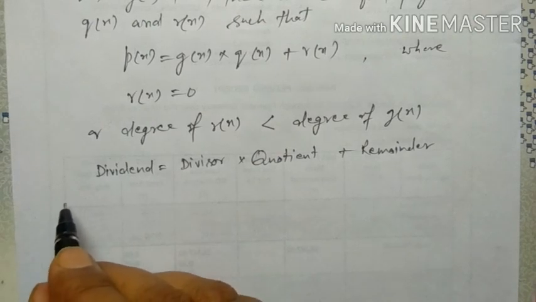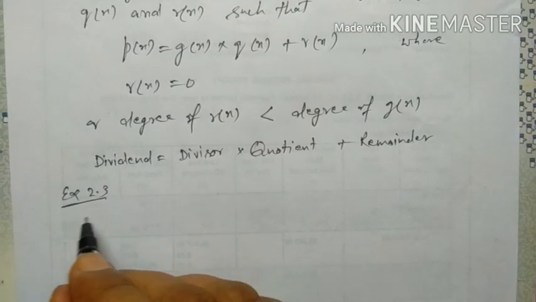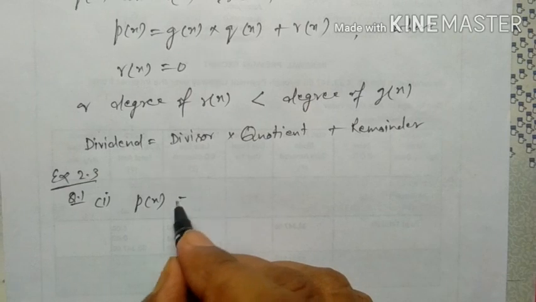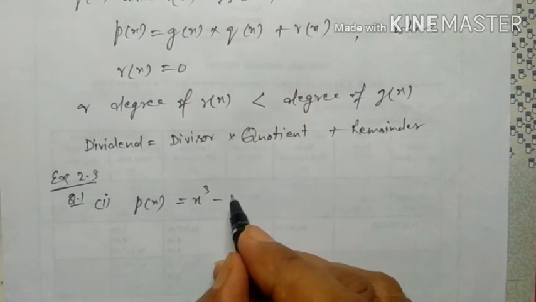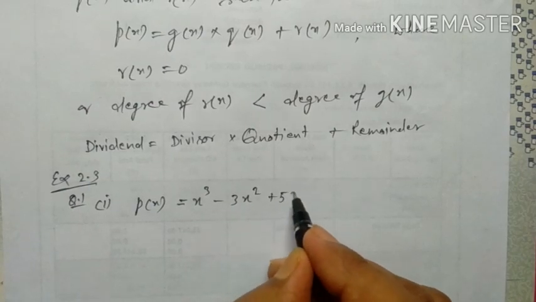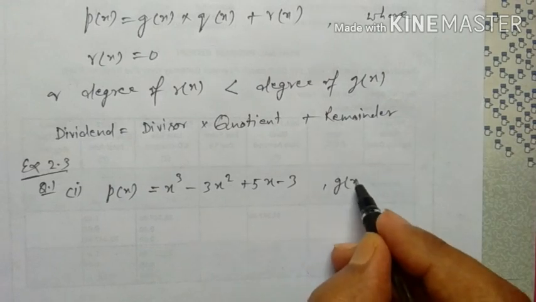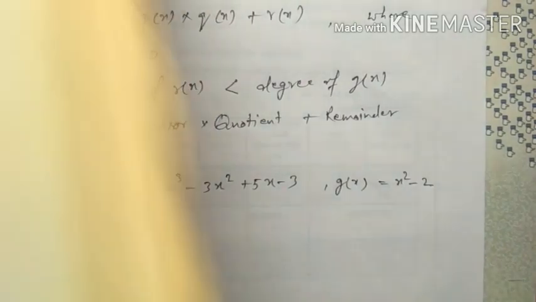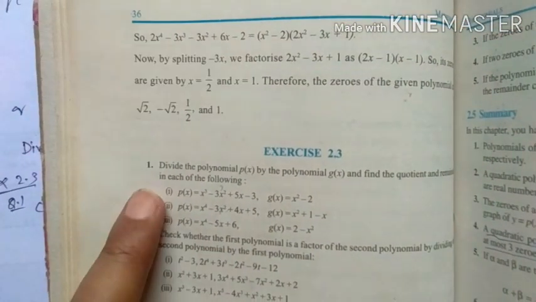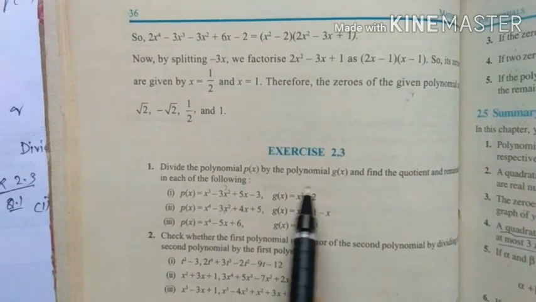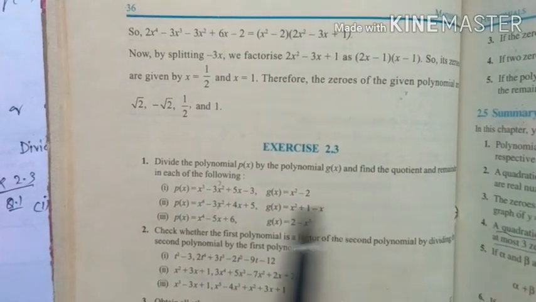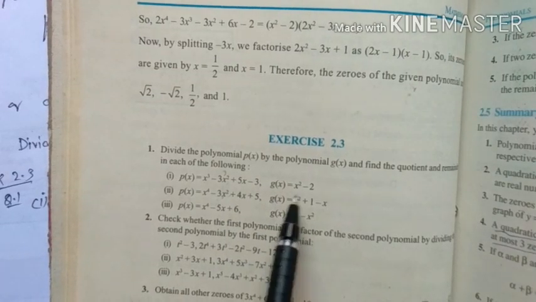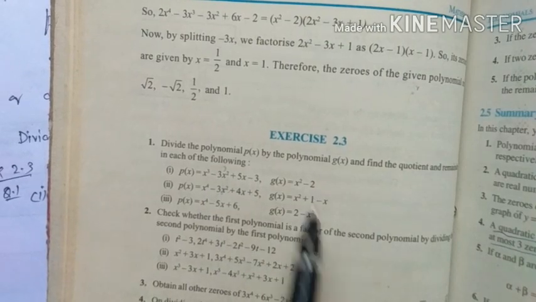So now today we will start exercise 2.3, question number 1, part 1. Divide the polynomial p(x) by the polynomial g(x) and find the quotient and remainder in each of the following cases. First is p(x) equal to x cube minus 3x square plus 5x minus 3 and g(x) equal to x square minus 2. Now we will divide this term by x square minus 2.